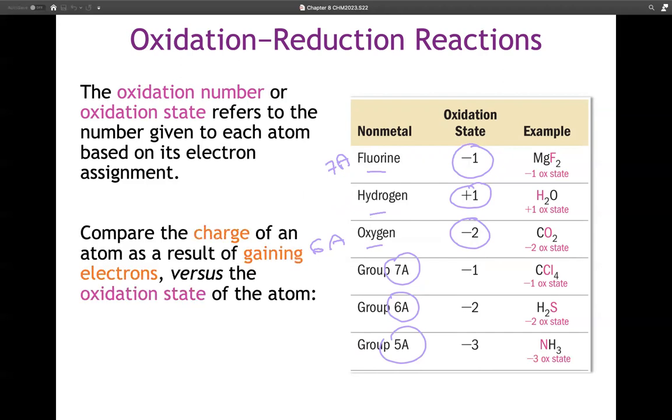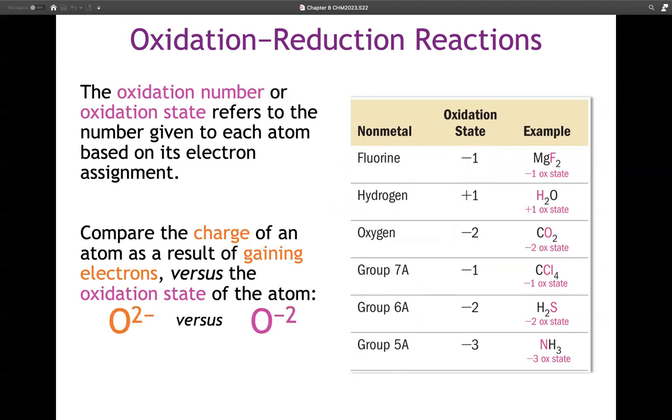All right, so how can we differentiate between ionic charge and oxidation state? We actually write them differently, right? When we put the number followed by the negative charge, then we're thinking of the ions gaining and losing electrons. When we include the negative or the plus charge first, then we're referring to oxidation state.